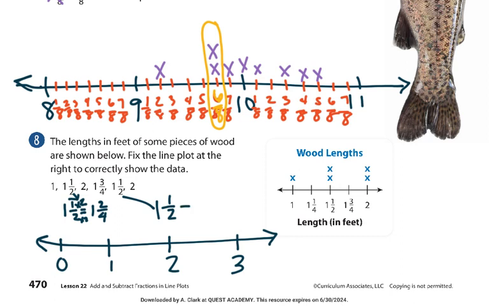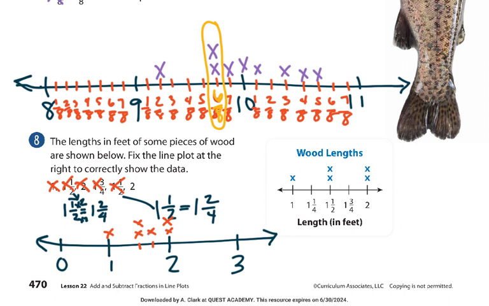Oh, it's the same one. Okay, I'm ready to plot. I have a number 1. I'll put an X there. Mark it off. I have a 1.5. Mark it off. I have a 2, mark it off. I have a 1 3/4, mark it off. I have a 1.5, mark it off. And I have a 2.